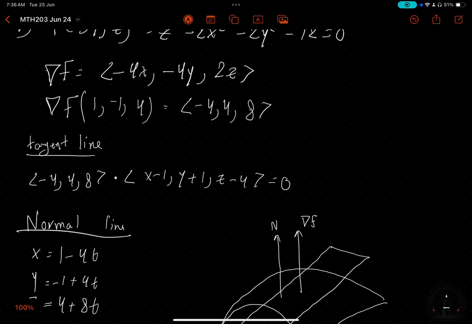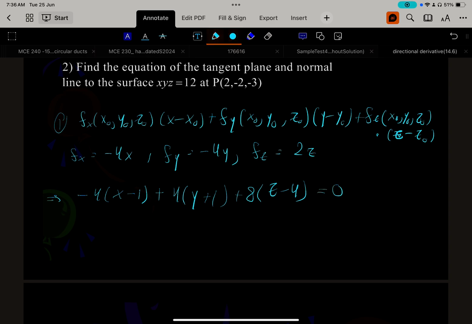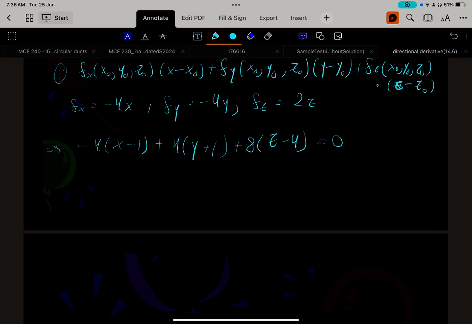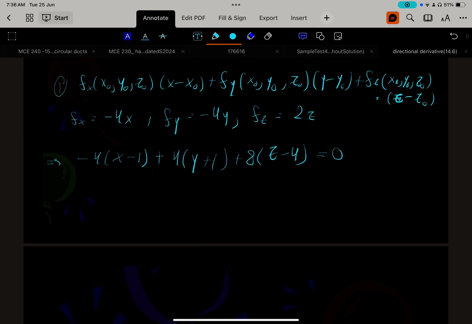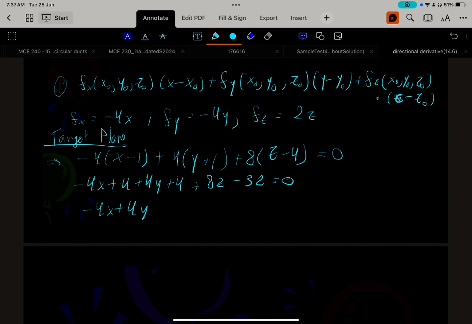We equate it to 0, that's it. That's what I needed, just equate it to 0. This is the equation of the tangent plane. We can even simplify it: minus 4x plus 4, plus 4y plus 4, plus 8z minus 32, equals 0. Adding this all gives us 8 minus 32 minus 8, which is just 24. I can't count, but it's 24.